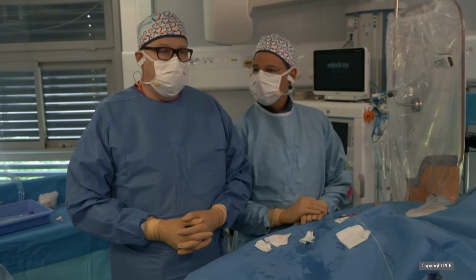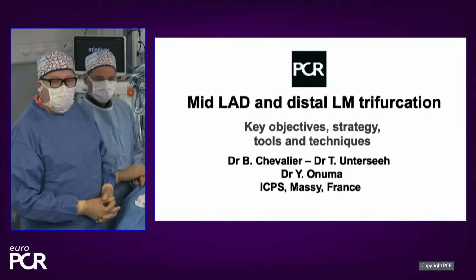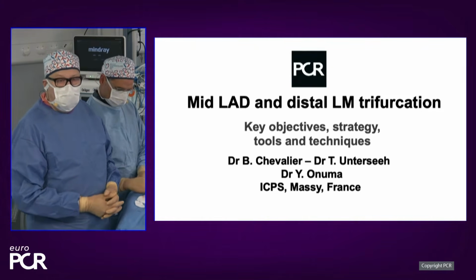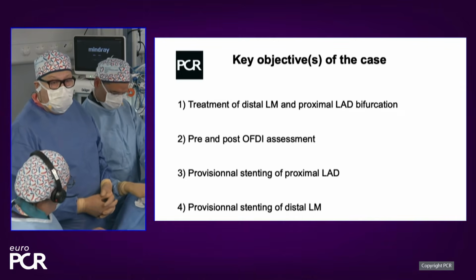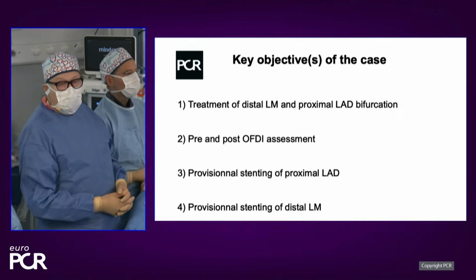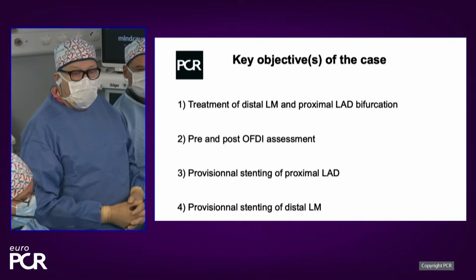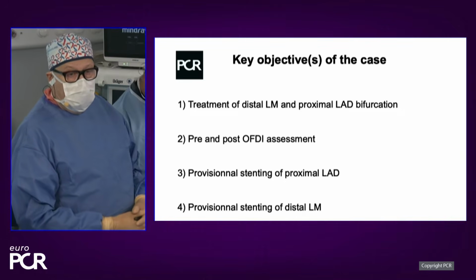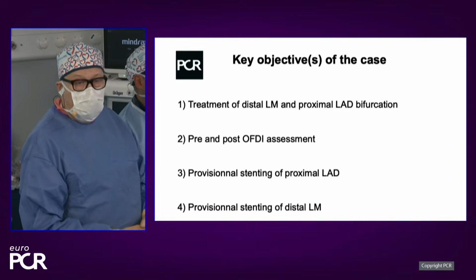So I think the presentation has been done, Bernard. It's time to start. Yes, it's time to show the key objective, strategy, tools and technique of this intervention. So the key objective is to show you a double bifurcation treatment, one on distal left main, one on proximal LAD, using pre and post OFDI assessment. And the strategy will be to perform provisional stenting on both bifurcations.